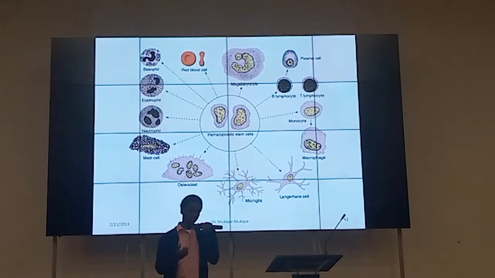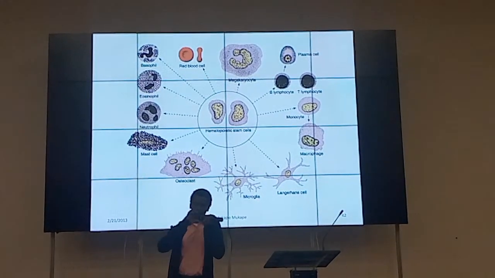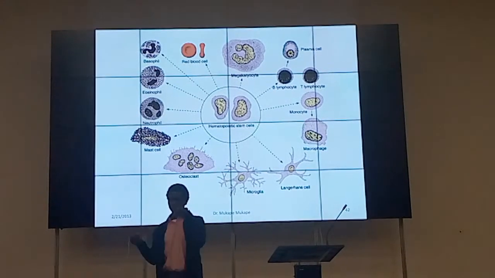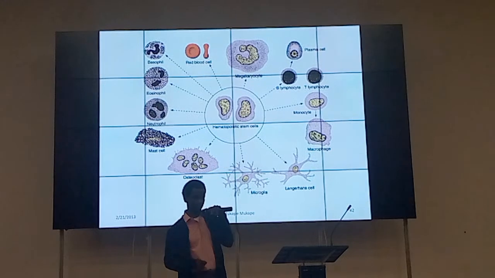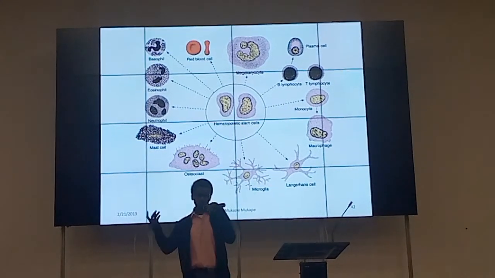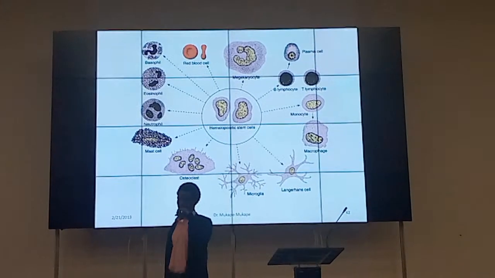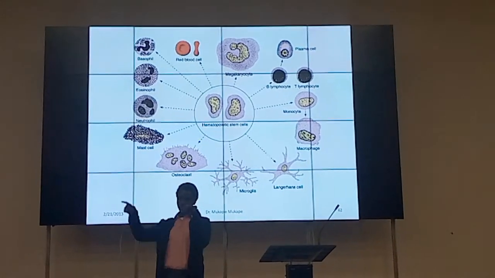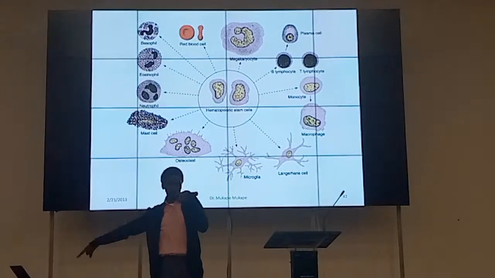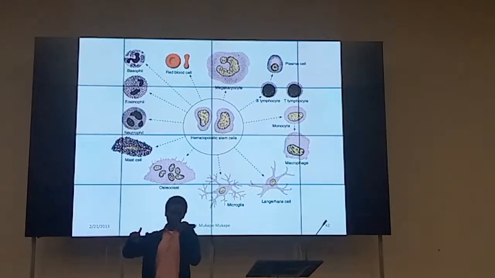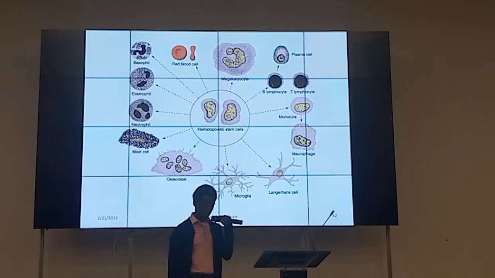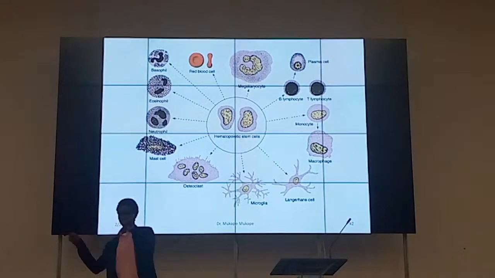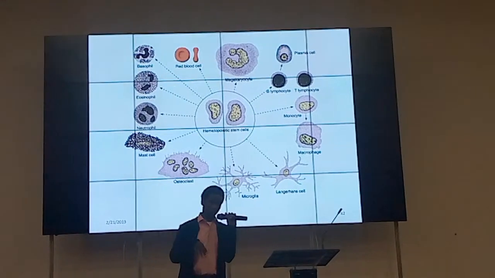So, B lymphocytes provide acquired immunity in the form of humoral immunity, to do with antibodies. Whereas T lymphocytes provide acquired immunity, but which type of acquired? Cell-mediated. So remember, immunity is divided into innate versus acquired. Acquired is divided into humoral versus cell-mediated. So the humoral, B cells. Cell-mediated, T cells. Okay? So T cells provide cell-mediated immunity.